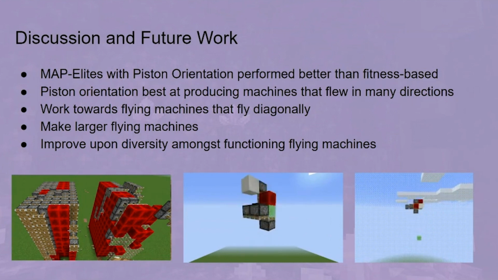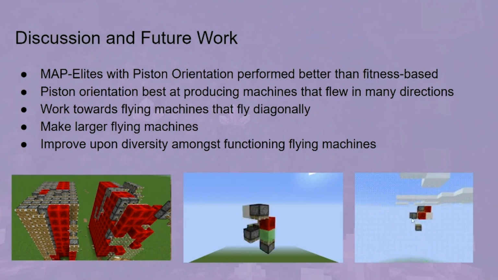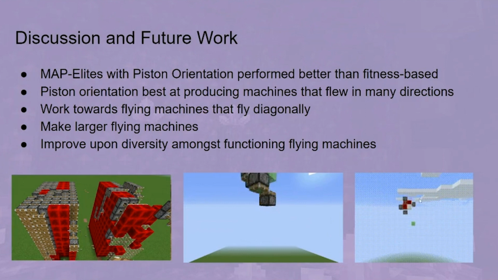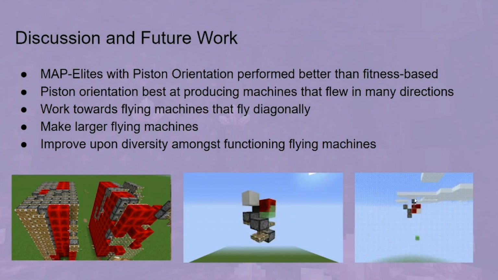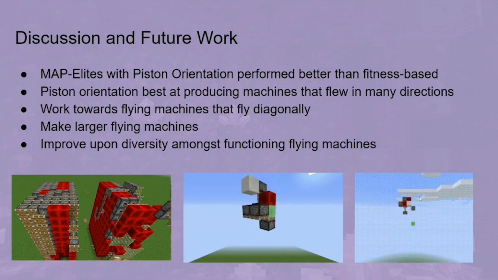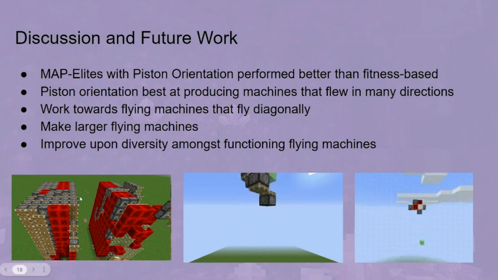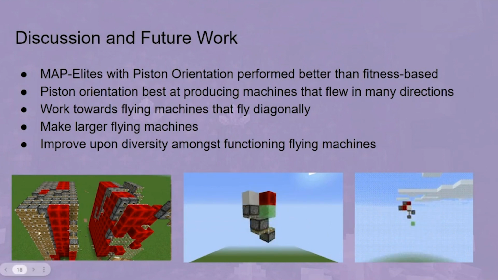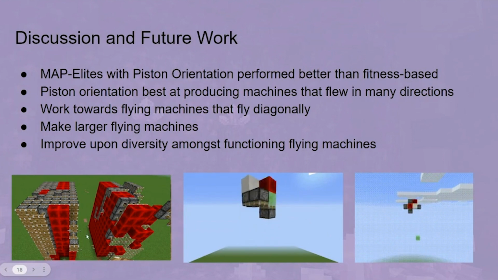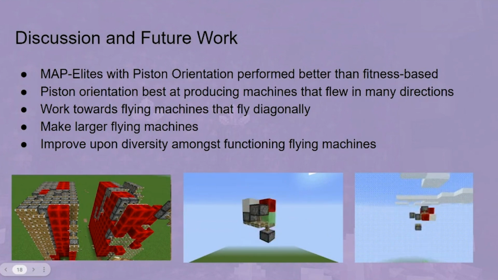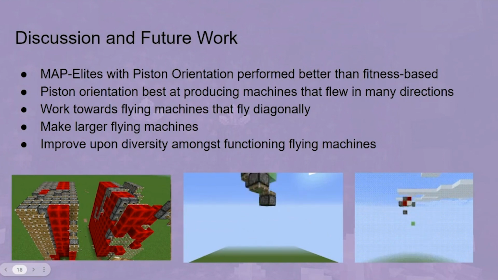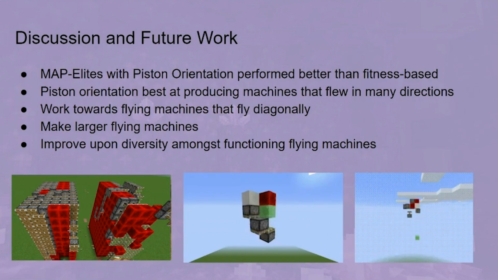In the future, we would like to maybe create flying machines that fly diagonally. As we can see in this bottom right image, the shape sort of shimmies back and forth. It would be interesting if we could consolidate the shimmying so it would fly in a diagonal direction. We would like to try and make larger flying machines. The EvoCraft paper attempted this, and we have colleagues that are currently attempting this as well. But it is very difficult due to the pistons having a limit on how many blocks they can push.